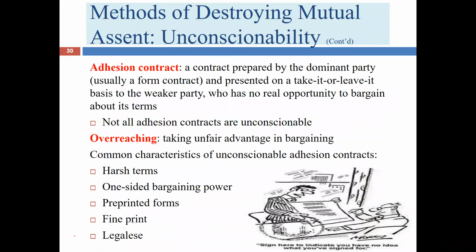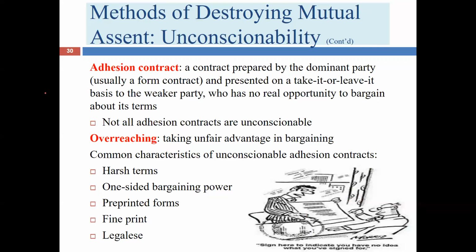Okay, another category for procedural unconscionability are adhesion contracts. Let me start by saying that the textbook kind of does a little bit of overkill in this area. The textbook makes it sound like, ooh, adhesion contracts are usually not enforceable. No, adhesion contracts are usually enforceable. You know what? We've all signed lots and lots of adhesion contracts.